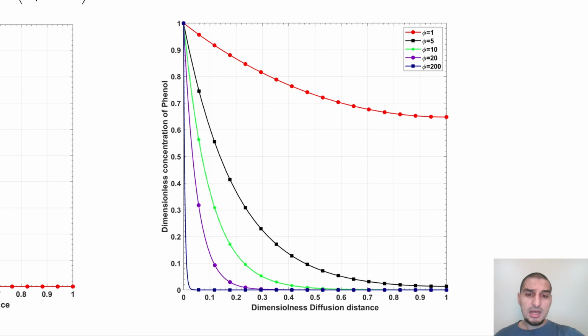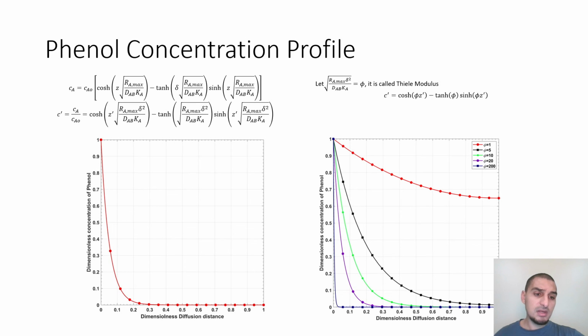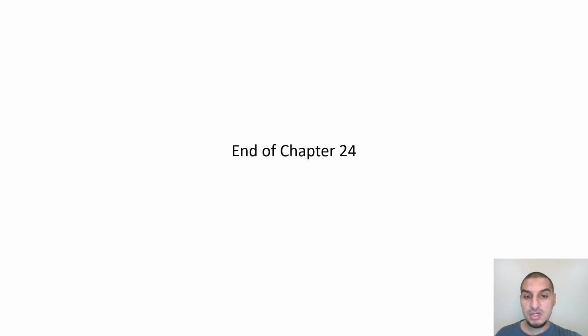So this is a nice thing to see, which is different in comparison to the previous problem. In the previous problem, we said that at Z equals delta the concentration is 0, and we saw that all the curves ended up at 0 here. But in this case, we didn't have this boundary condition. That's why the profile was flexible to change the concentration on the other side. So that's all for this problem, and this is the last thing we will mention in chapter 24.